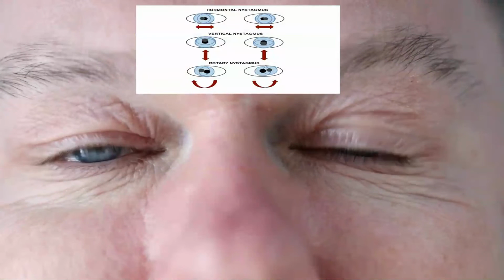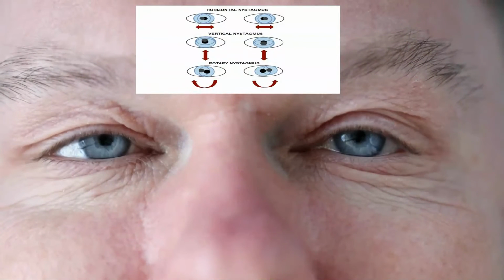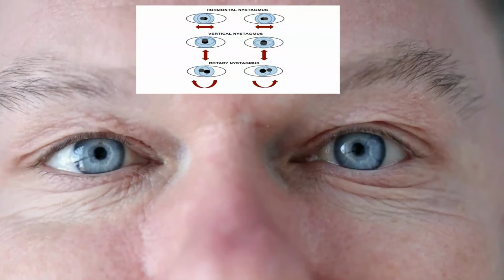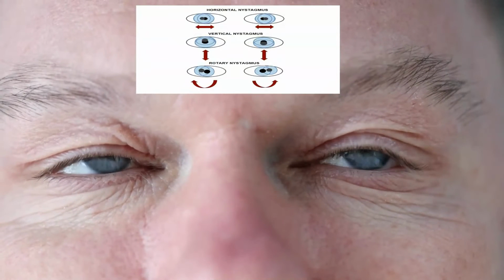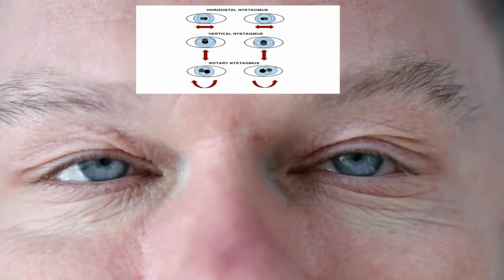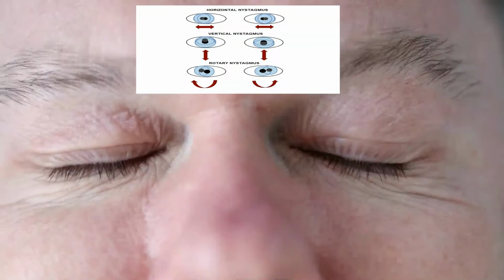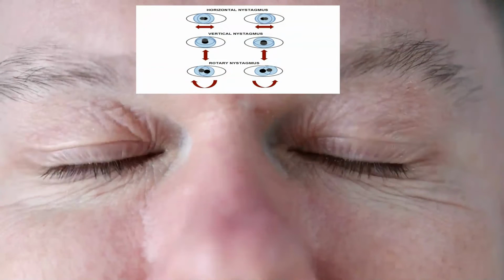Nystagmus is involuntary eye movements, and there are different types. This can be from benign problems to severe neurodegenerative diseases like MS. It is detected best by electronystagmography.